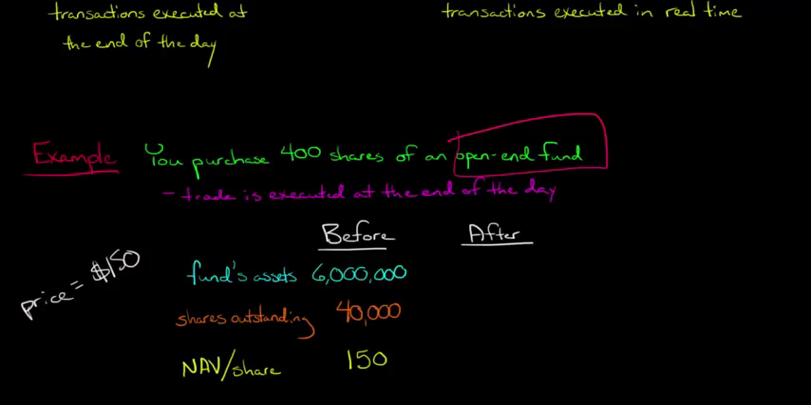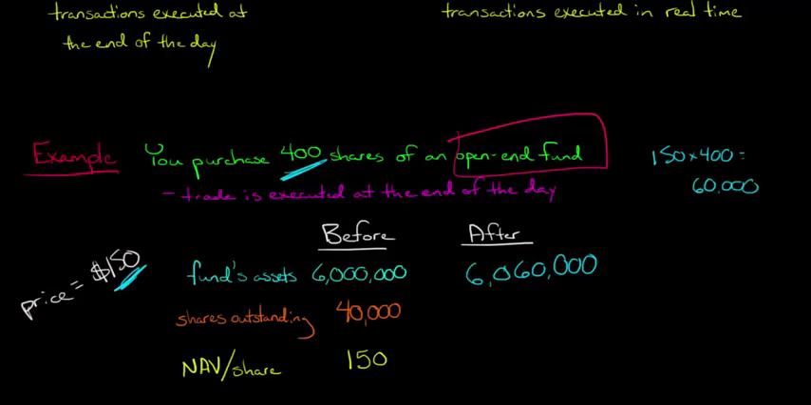So what are the fund's assets going to look like afterwards? Well, now the fund is going to have $6,060,000, right? Why is that the case? Well, because we have this 150 times 400. And let me actually write that out here. 150 times 400 is going to be 60,000. And so you add this 60,000 to the 6 million in fund assets that we started with at the beginning. And so afterwards, the mutual fund is going to have an extra $60,000 in assets under management. Why? Because you just paid $60,000 to the mutual fund for the 400 shares.